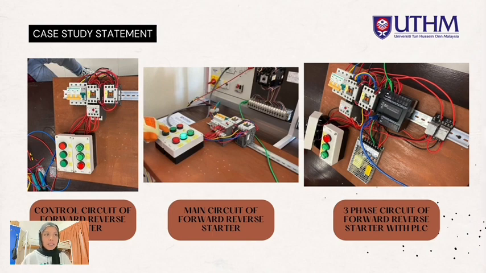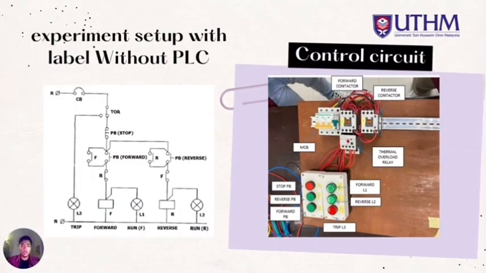The second case study will be with PLC programmer, which consists of two types of questions. The first question is a forward reverse ladder diagram using the interlock system, and the second question is similar to the first question but adding a timer. That's all for me. We present the experiment setup with labels, without and with PLC.